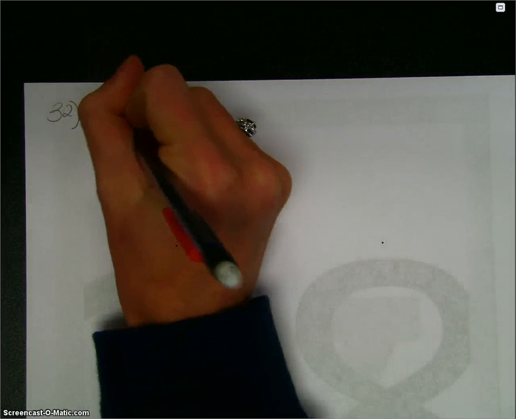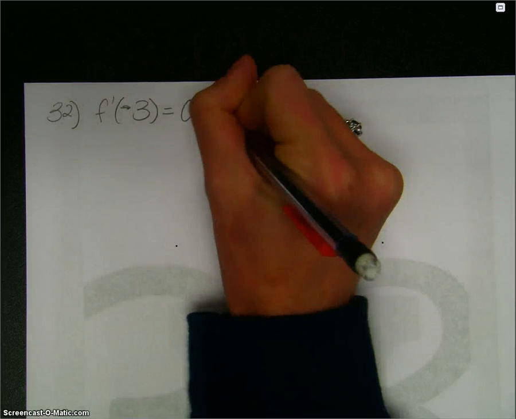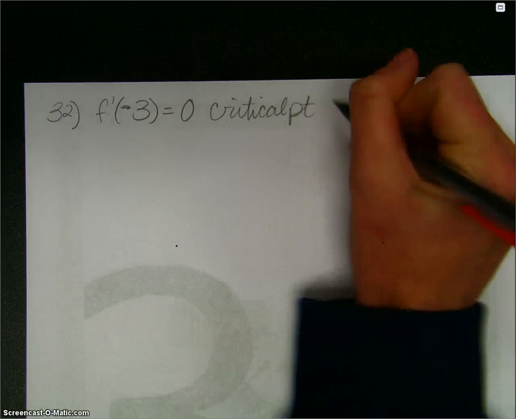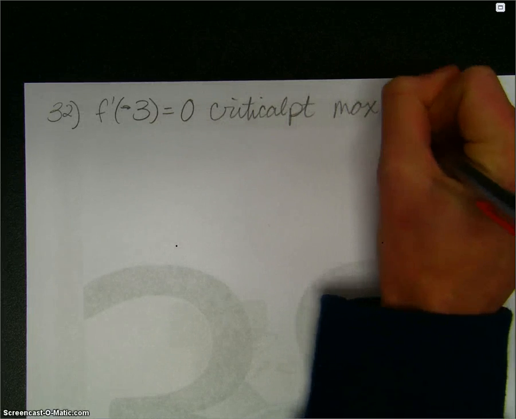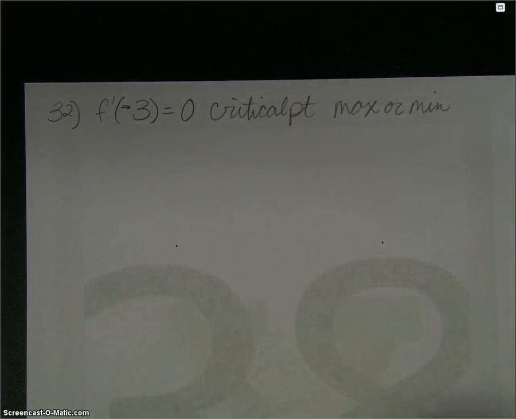Right, on number 32, we are looking at two pieces of information here. They have told me that the first derivative at -3 is equal to 0. By telling me that, they're telling me that I have a critical point there, which means that I have either a maximum or minimum point. So where x is equal to -3, on my graph of f, I have either a maximum or a minimum.